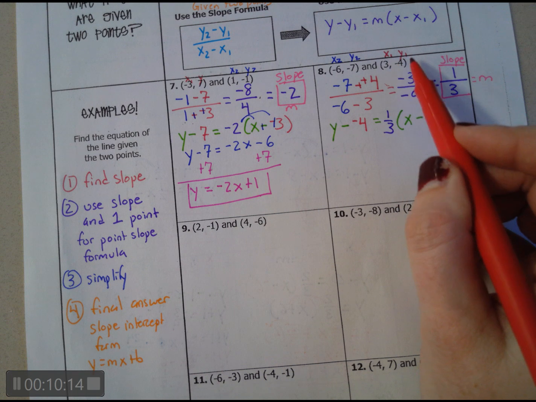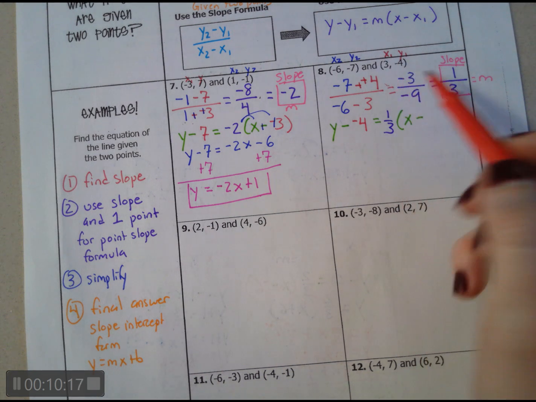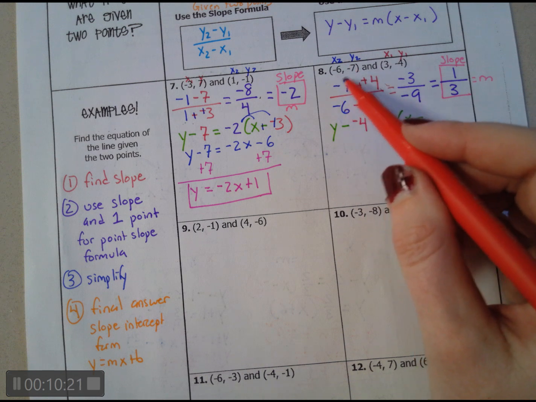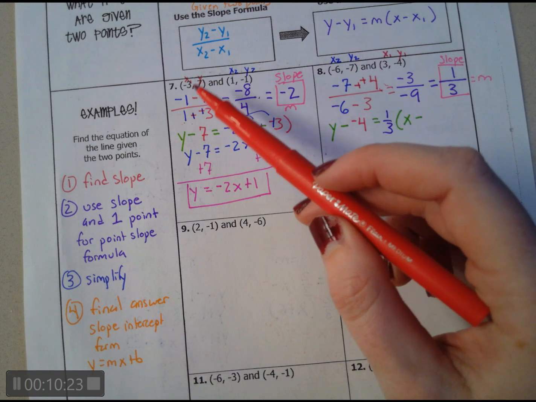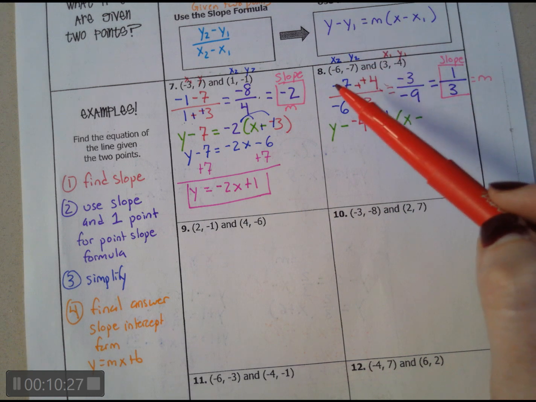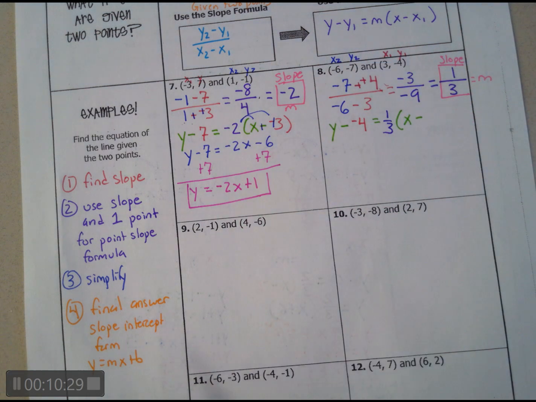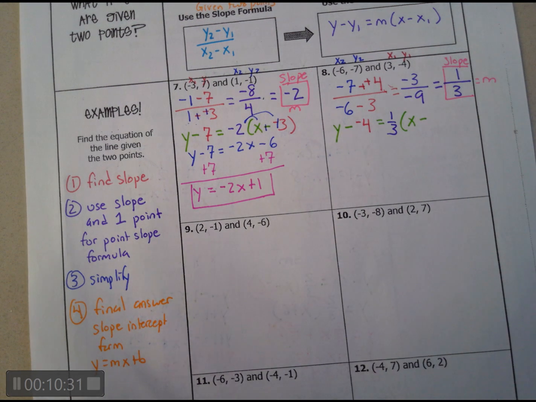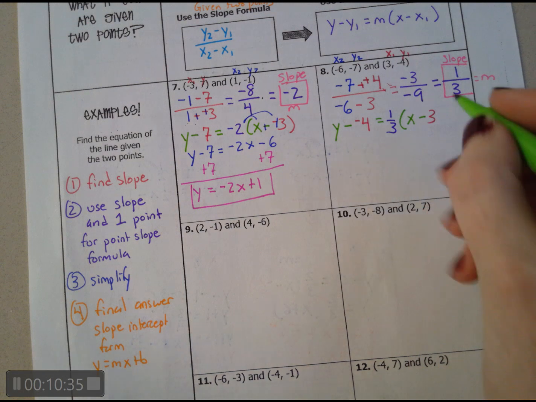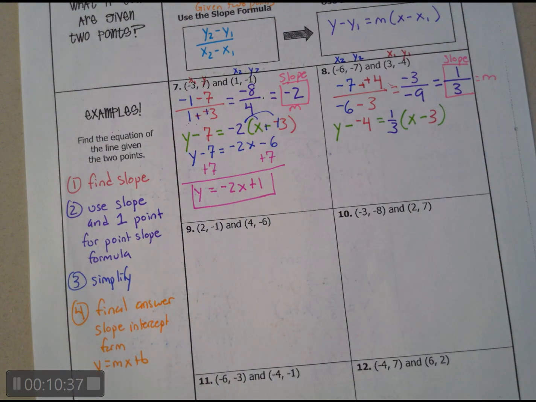Remember, because I said that this was going to be my first point this time? That's where I'm getting these numbers from. In the previous problem, I used this point as my x1, and so now I'm just showing you that it works no matter which point that you use. Okay? All right, so x minus 3. There we go. Alrighty, so we have y minus a negative 4, which is going to become a positive 4.